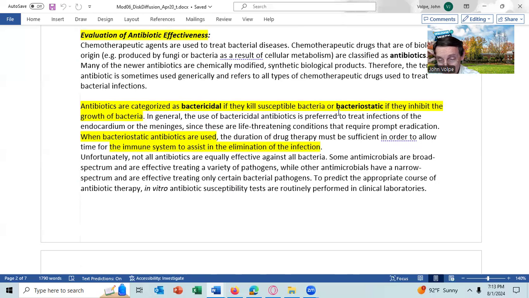Penicillin G is bactericidal. I know that one. When bacteriostatic antibiotics are used, we are relying on the immune system to assist in the elimination of the infection, because a bacteriostatic antibiotic will only inhibit the growth of the microorganisms. And once the bacteriostatic antibiotic is removed, the organisms may then regrow. And so we rely on the immune system to eliminate the infection. Any question about any of that?